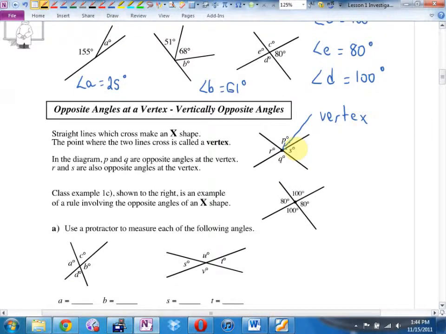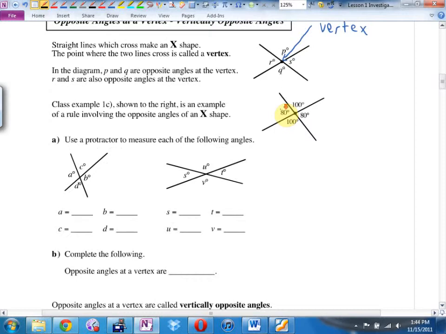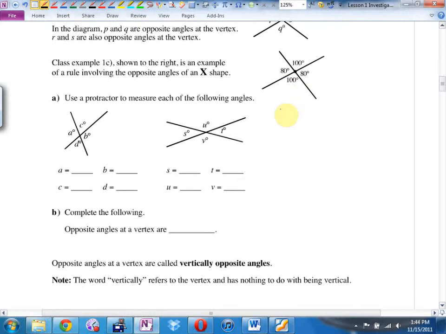Okay. Here's an example with numbers. Here's a generic example. Example A says, use a protractor to measure each of the following angles. I disagree. I'd like you all just to measure angle A, and we're going to stop. We're going to write that down, and then we're going to see if we can reason our way to what the rest are. So can you measure angle A, this one right there, please, with your protractors?